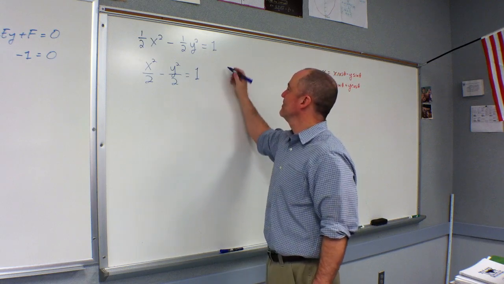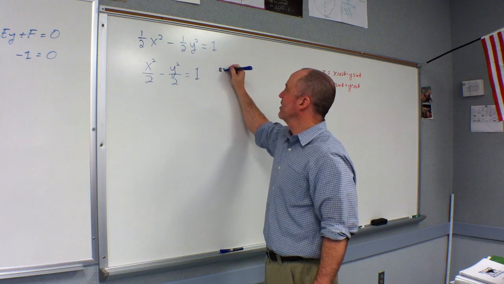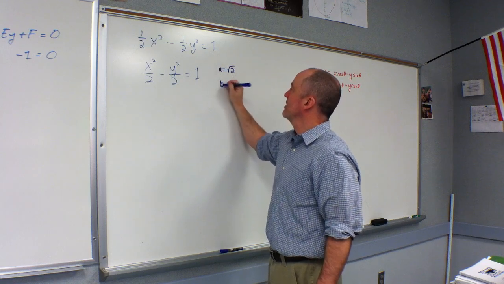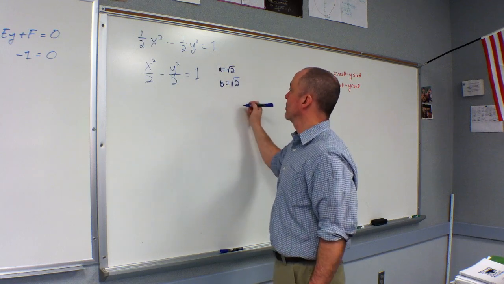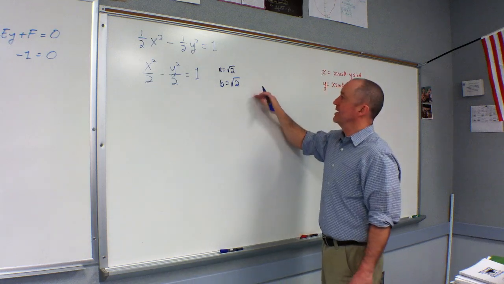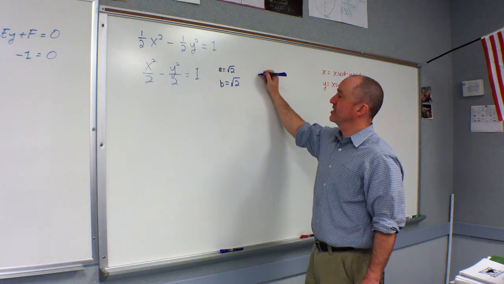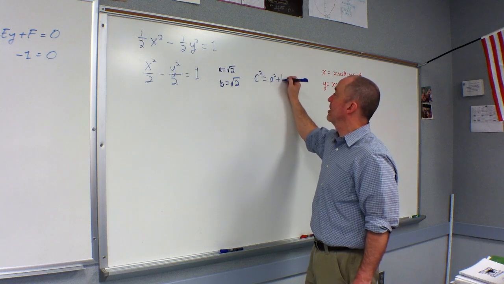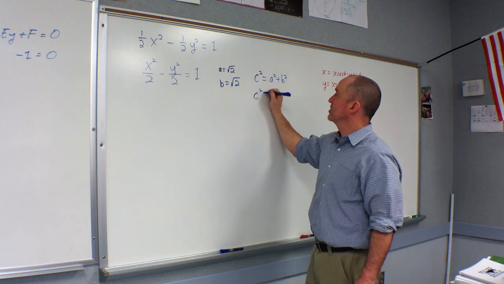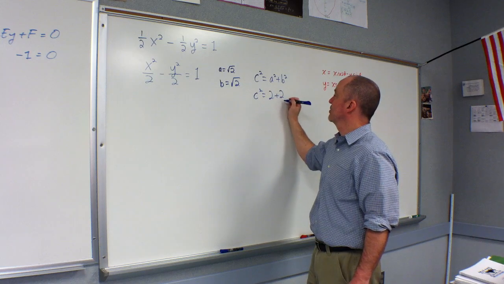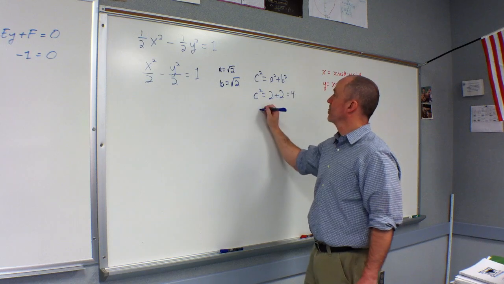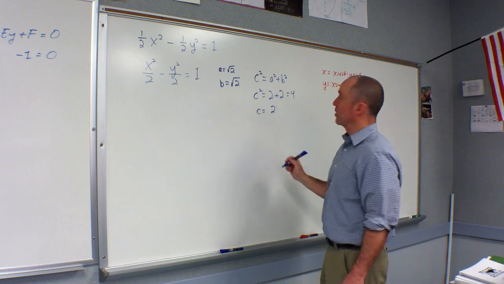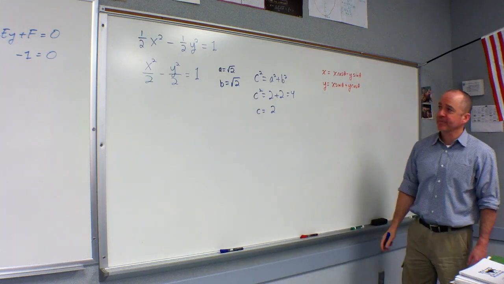This is a hyperbola where a equals the square root of 2, and b also equals the square root of 2. And in this case, with a hyperbola, we have c squared equals a squared plus b squared. So c squared will equal 2 plus 2, which is 4. So c equals 2. The square root of 4 is 2. Right idea.